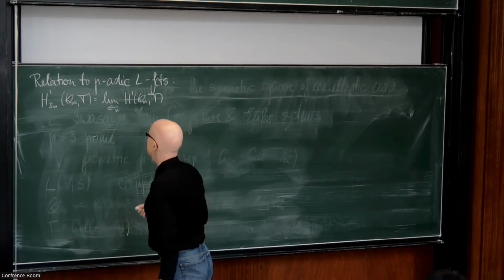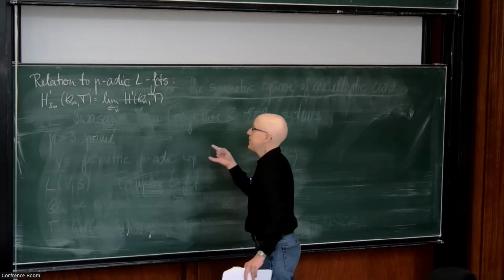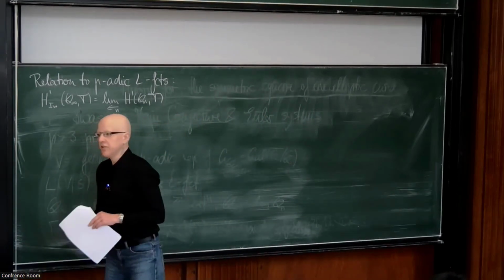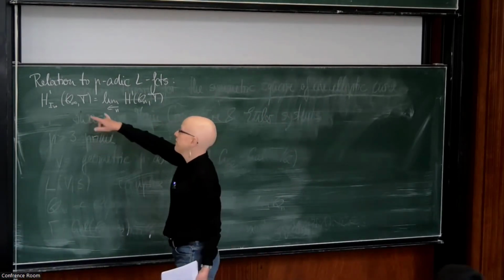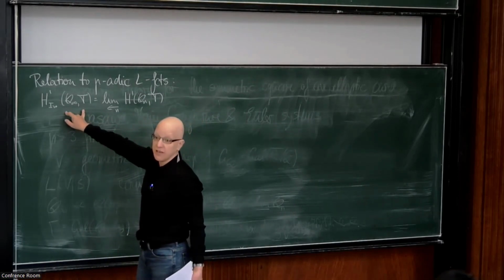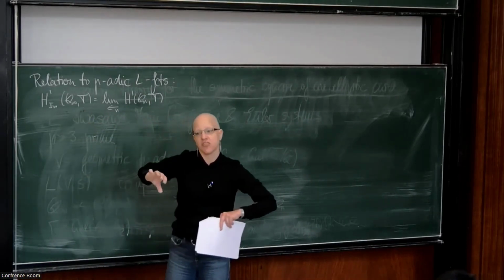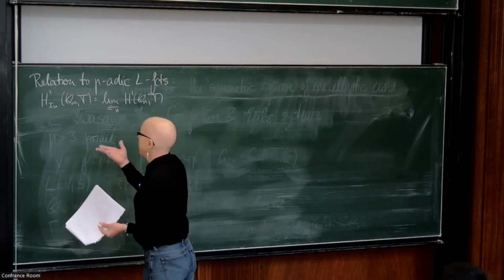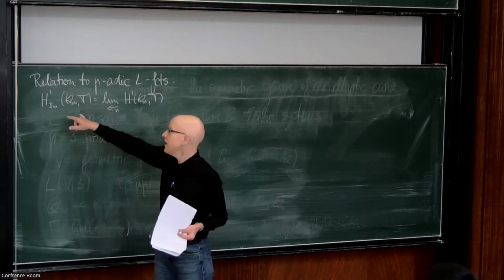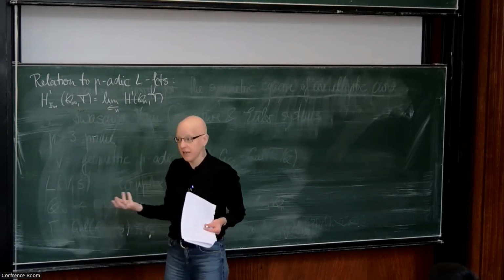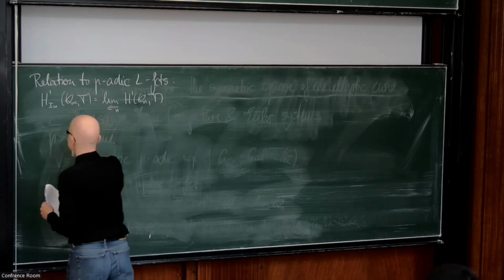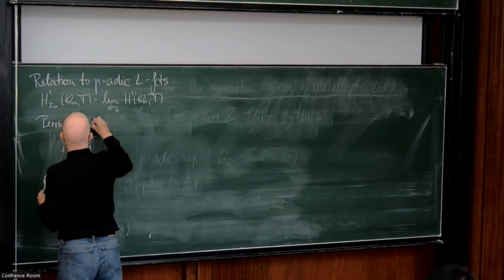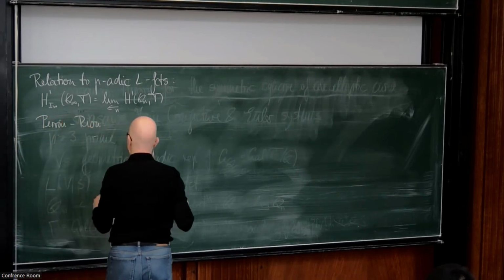Perrin-Riou has constructed a map from this H1 Iwasawa into the Iwasawa algebra. If we have an Euler system, it will give rise to a class in here, because in the p-power direction the Euler system classes are compatible. Perrin-Riou has given a way of interpreting this class as an element of the Iwasawa algebra. She defined what is called a regulator map.